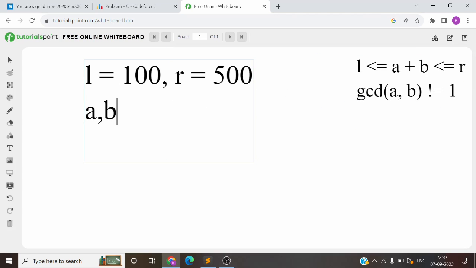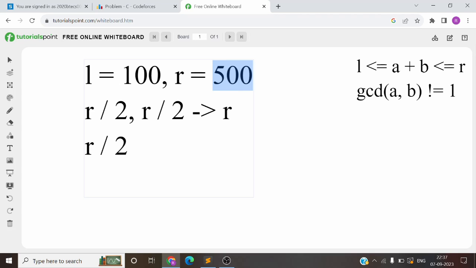What you can simply do is find any even number there. R is an even number. So r/2 and r/2 will give me the sum as r, and the GCD of r/2 and r/2 will also be r/2, which won't be equal to 1 because r is 500. So a very simple answer: find any even number between them and put r/2.